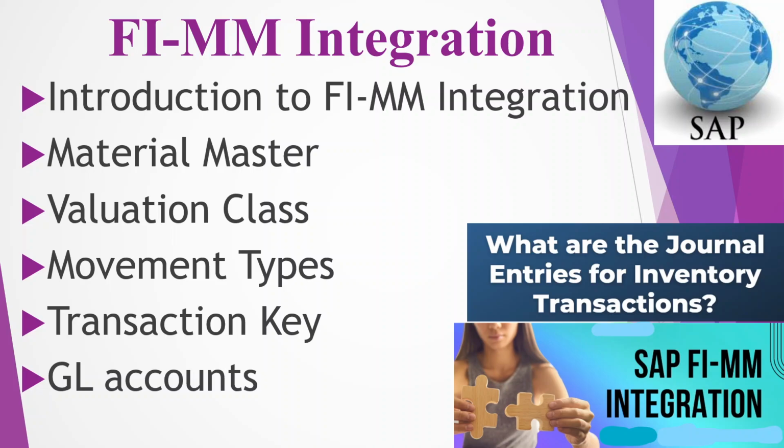Kindly keep in mind that you should remember the sequence. Everything starts with the material master, then goes to the valuation class, then it searches for the movement types, it fetches the transaction key, and then finally the entry hits the respective GL account which is mapped against that. I hope till here it is clear to you.